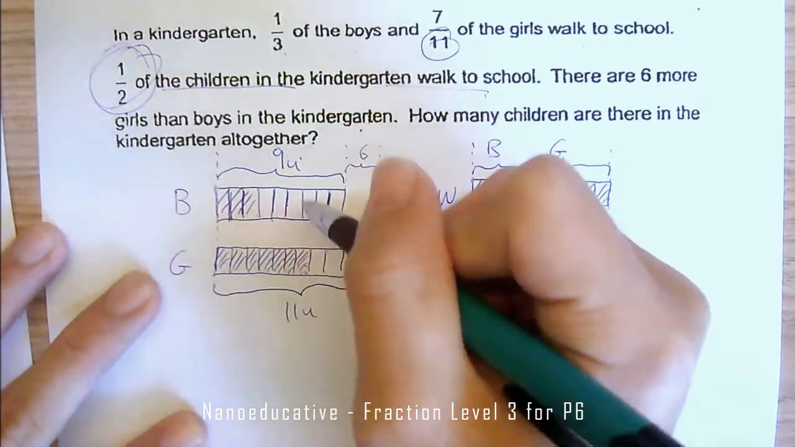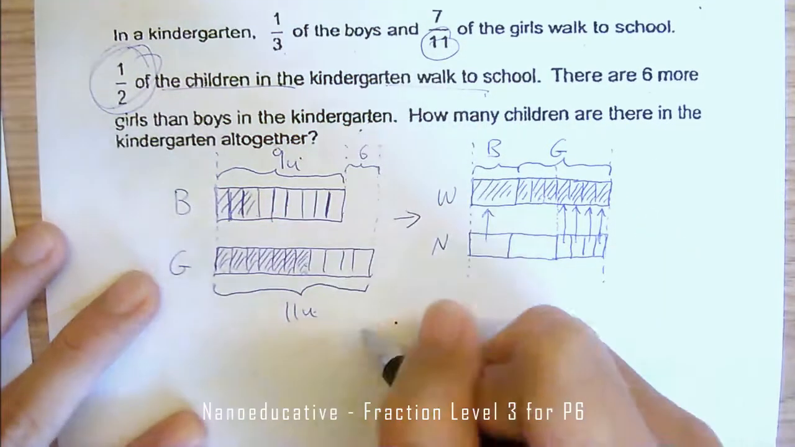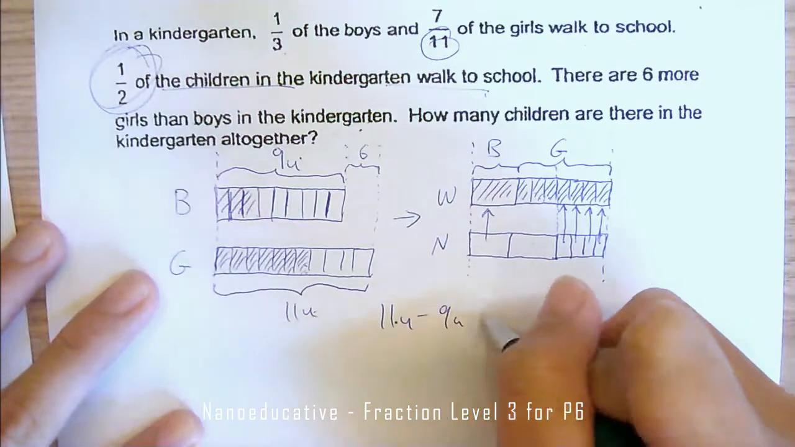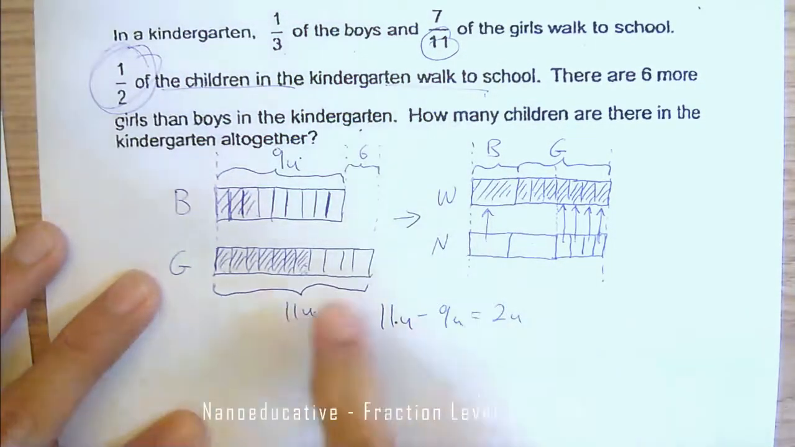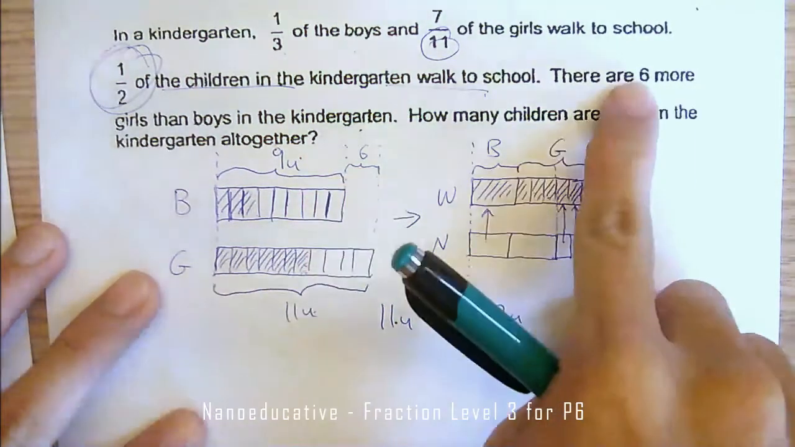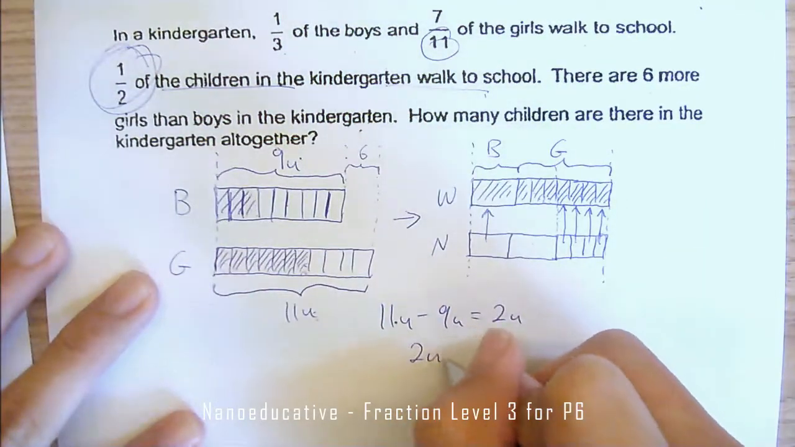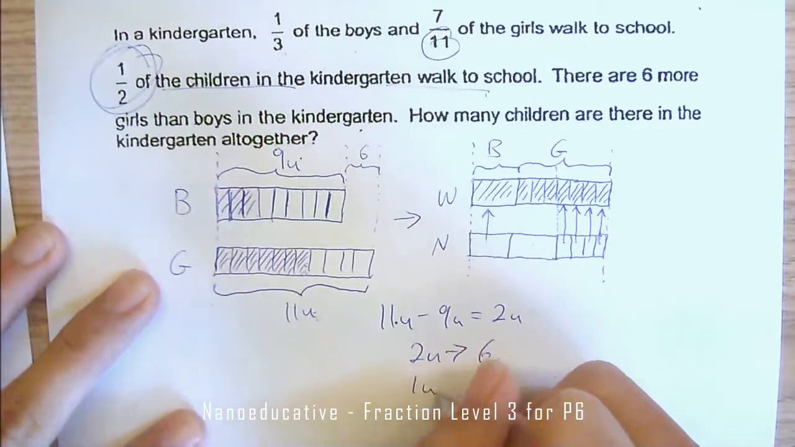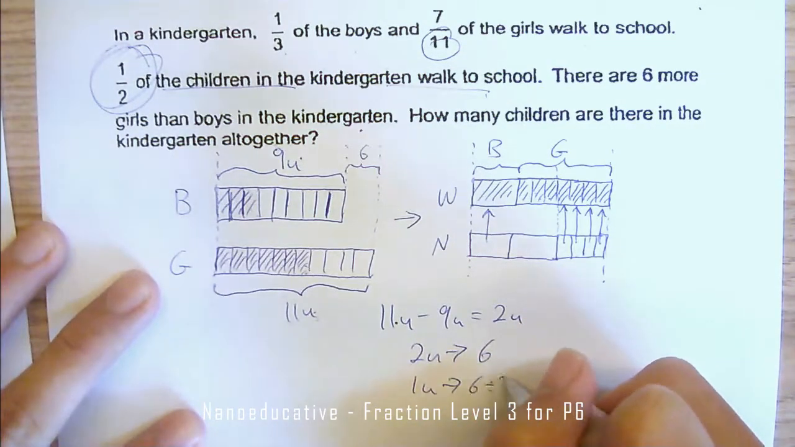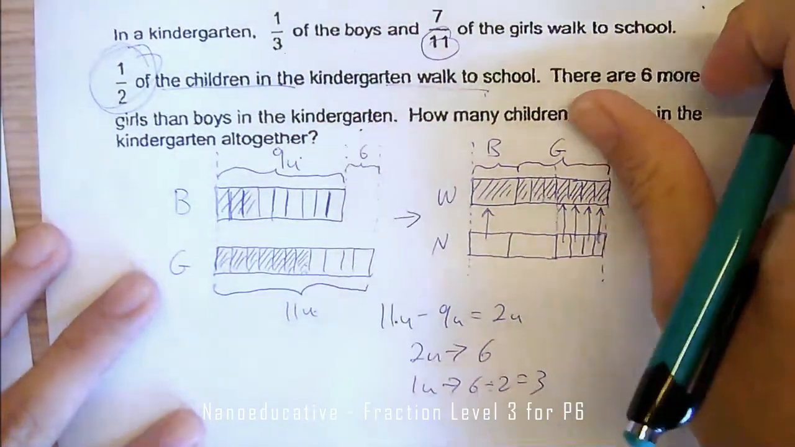And the difference between them is 2 units. So 11U minus 9U giving us 2U. And these 2U represent 6 students, because they said that there are 6 more girls than boys in the kindergarten. So 2U is 6 students, 1U will be 6 divided by 2, giving us 3. Now we have this.